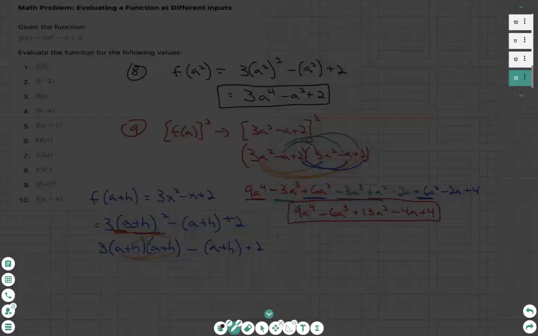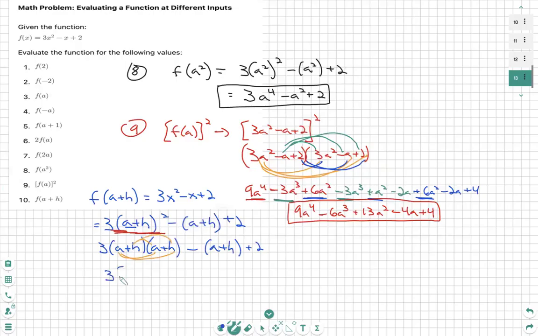So we're going to get 3 on the outside still. We'll get a squared plus ah plus h squared after FOILing that. Distribute our negative. We see negative a minus h plus 2. All right. And then what we're going to need to do now is distribute our 3. Well, combine the inside first, actually. So we're going to get a squared plus 2ah plus h squared.